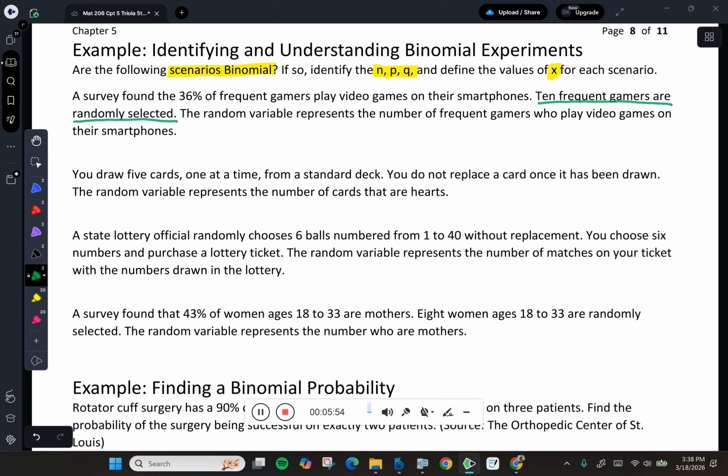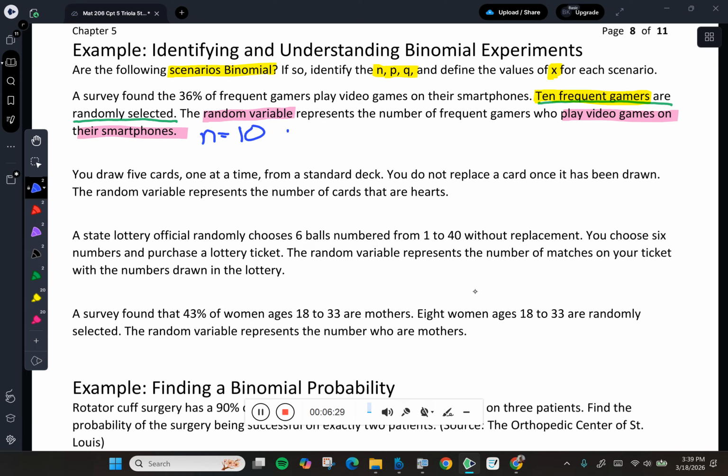So it looks like I asked 10 frequent gamers, hey, do you play video games on your smartphone? And the answer to that was either yes or no. Two possible outcomes. Since they want the random variable to represent the number who play video games on their smartphones, success is they said yes. So this looks very binomial. It looks like we're running this experiment 10 times because I talked to 10 people.